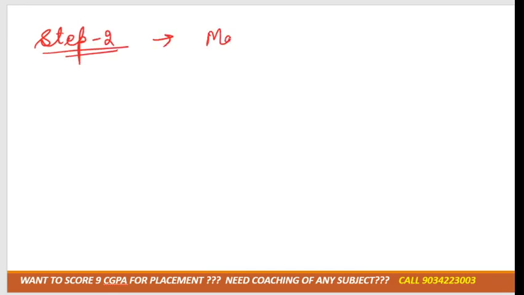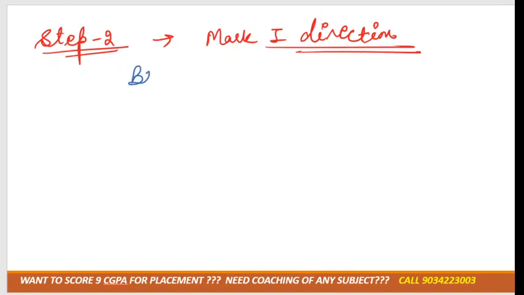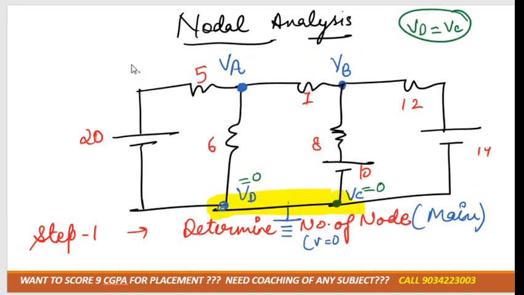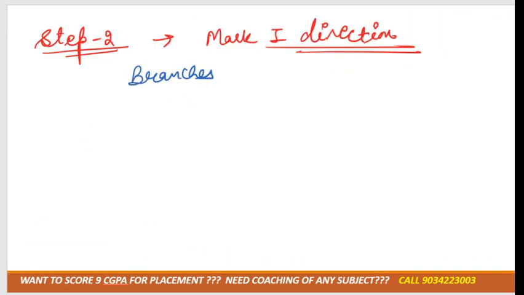In step number 2 we have to mark the current directions. We mark them in the branches only, not in the loops as we did in mesh analysis. We have to mark along the path, like this is the path. Suppose this one would be I1, this one I2, this one I3, this one I4, and this one I5. I have marked the current directions randomly. You can mark them according to your convenience also. Okay, step number 2 is also done.